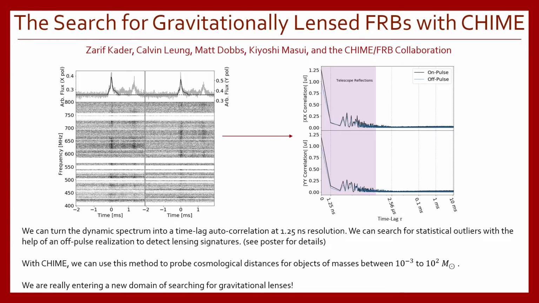So, how do we search for lenses with CHIME? Well, we turn the dynamic spectrum into a time lag autocorrelation at nanosecond resolution. We then search for statistical outliers in this domain to identify possible gravitational lensing candidates. With this method, we should be able to probe cosmological distances for objects between 10^-3 to 10^2 solar masses. This is really exciting because with FRBs, we really are entering a new domain to search for gravitational lenses in.